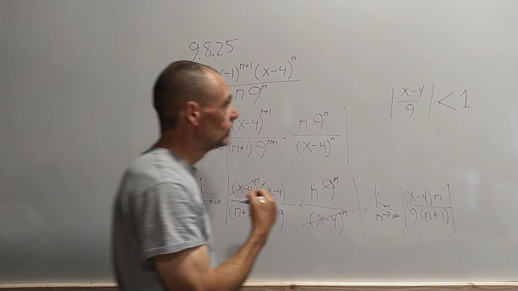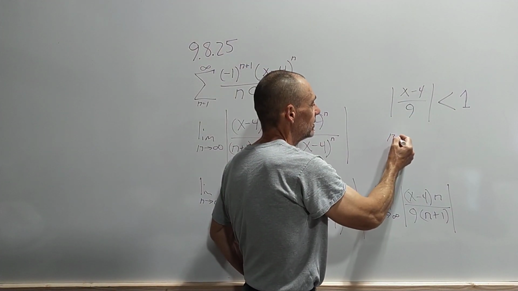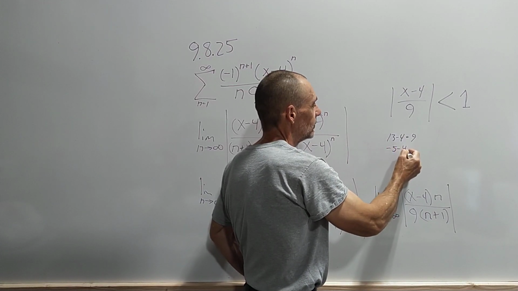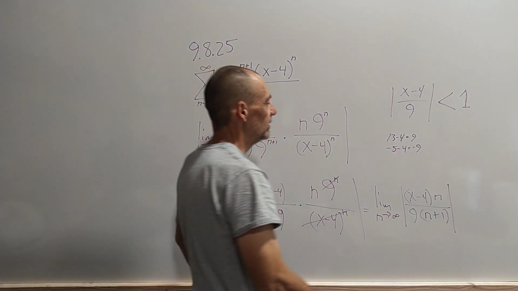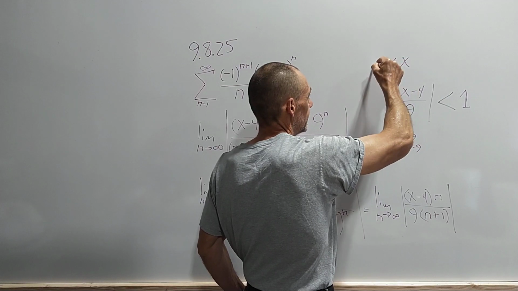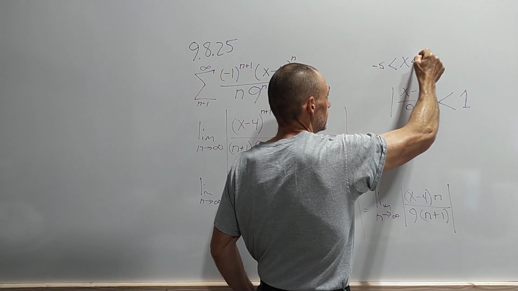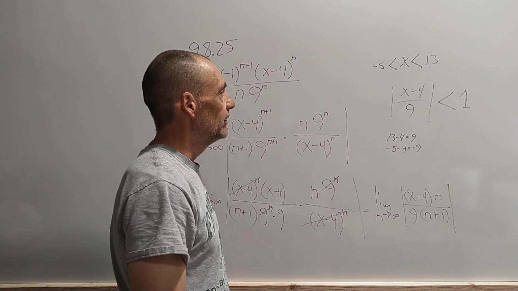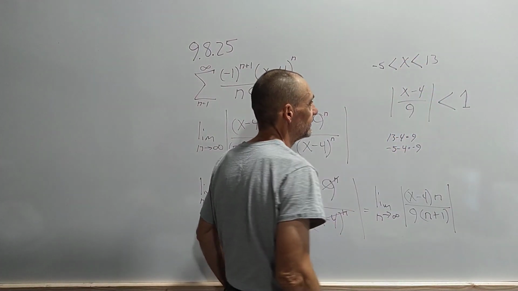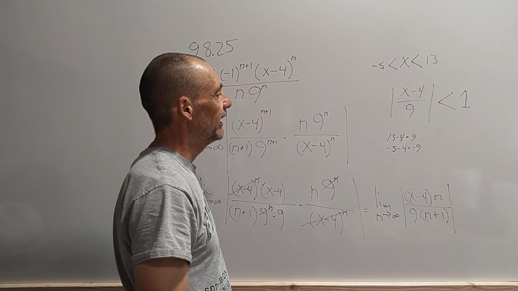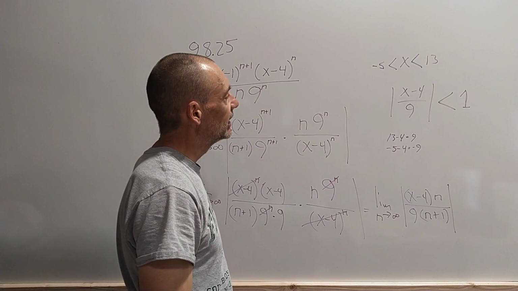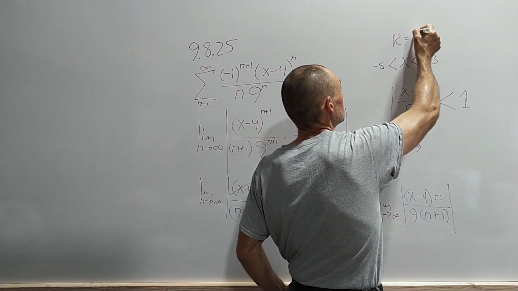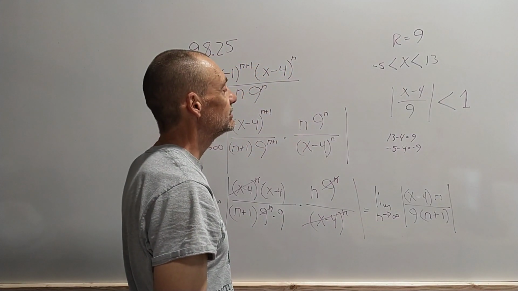Okay? So where does that happen? Well, let's see. 13 minus 4, that's 9, okay? And negative 5 minus 4, that's negative 9, right? So it looks like if x is between negative 5 and 13, then this is going to be true. So this is where this thing is going to converge, okay, as long as x is between -5 and 13. So that is a radius of convergence of what? 9? So the radius of convergence is 9.